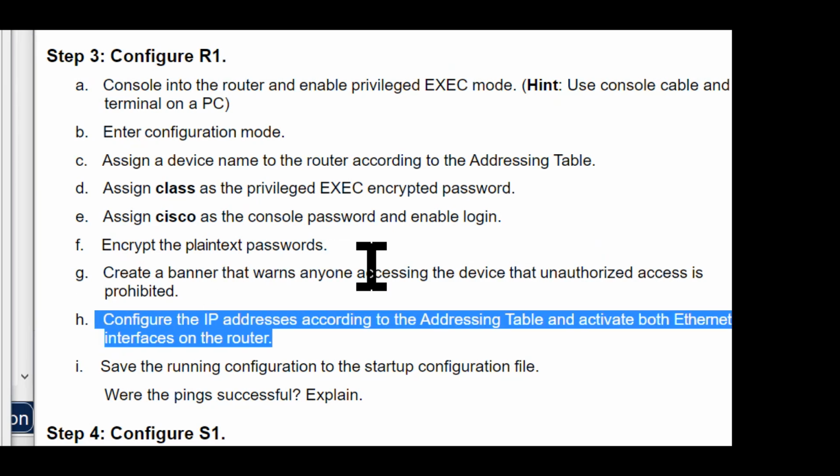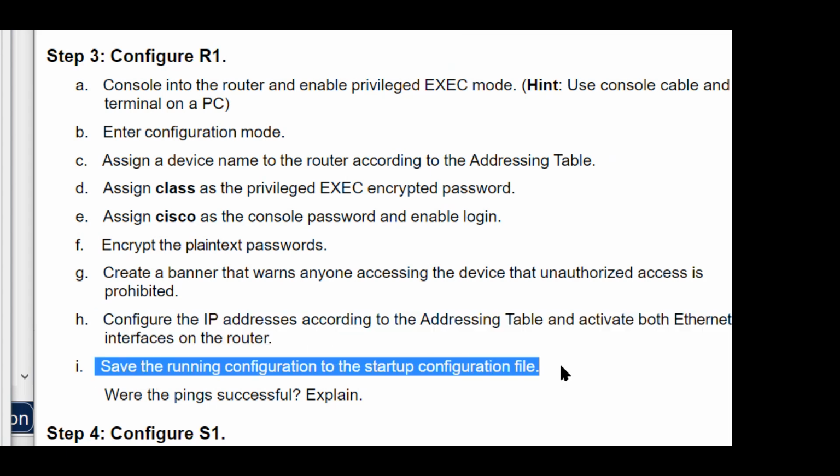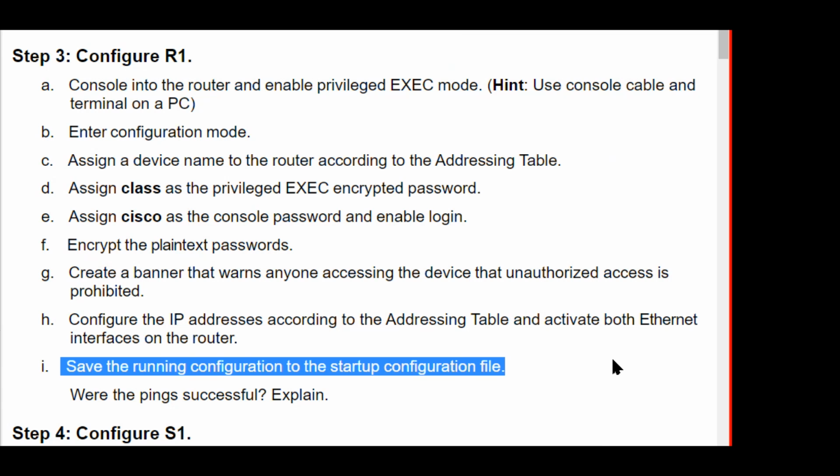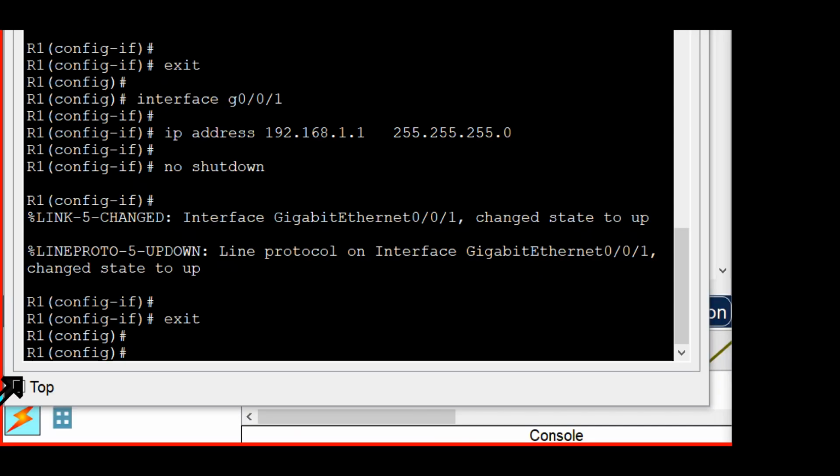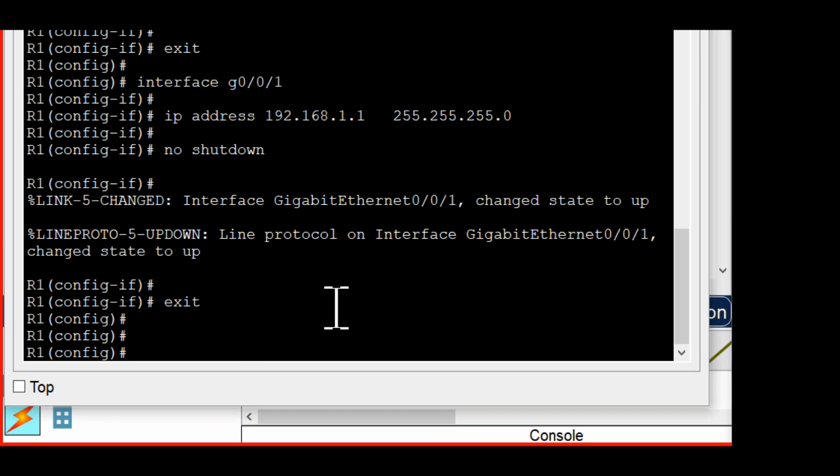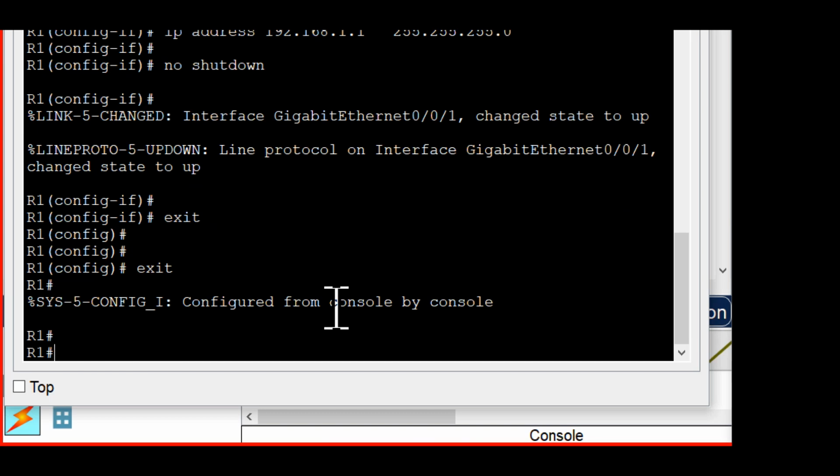Step I requires us to save the running config to the startup config. So we go back to the menu. From here, let's type exit to go back to the privilege mode. From the privilege mode, type this command, copy running-config startup-config.